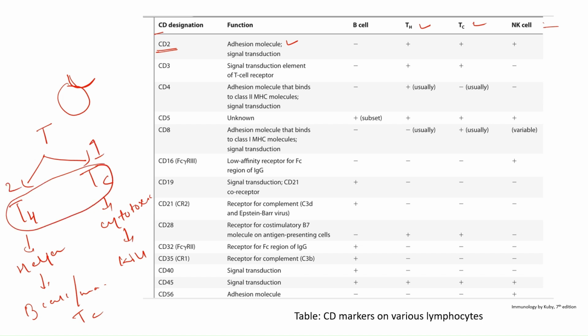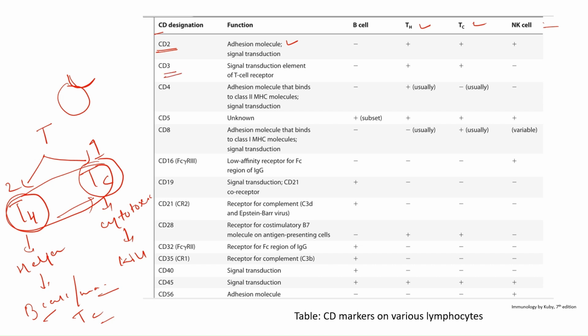The ratio of concentration of TH and TC cells in our body is 2:1. Helper cells are more numerous in our body compared to cytotoxic cells, because they are more important. The TH cell helps B cells, macrophages, and TC cells in their activation and effect. So the TH cell is more important compared to the TC cell because it is helping all the cells. So CD2, which helps in adhesion and signal transduction, is found on T cells and NK cells.